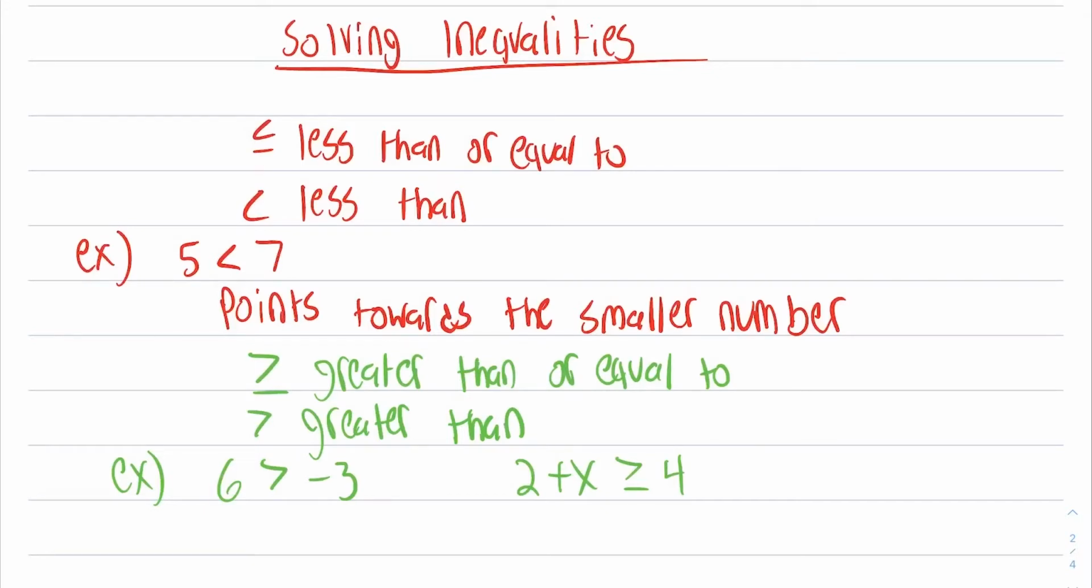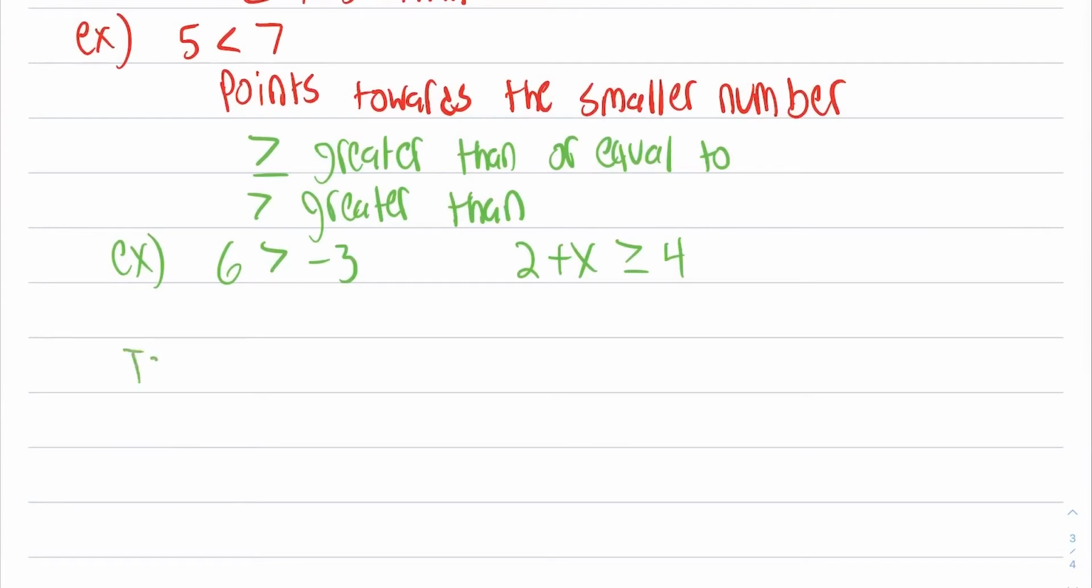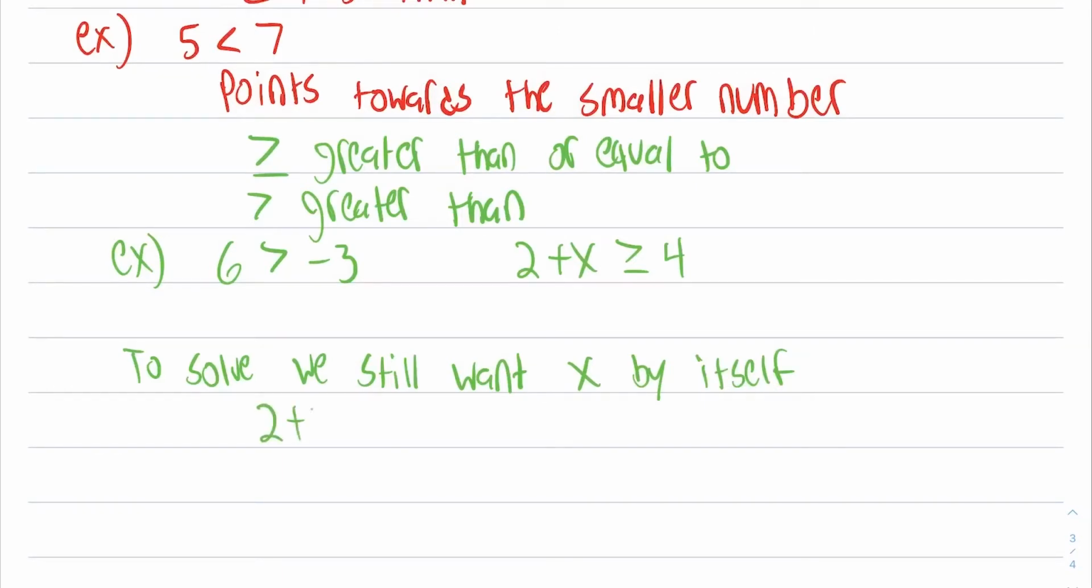The new part for this lesson is that whenever we're solving the inequality, we still want x by itself. So if I take that 2 plus x is greater than or equal to 4, I'm going to subtract the 2, and that'll leave me with x is greater than or equal to 2.